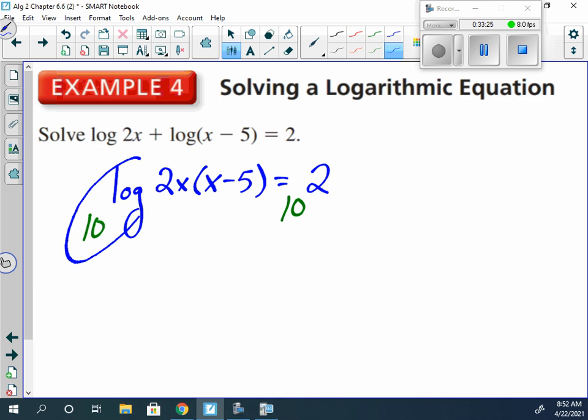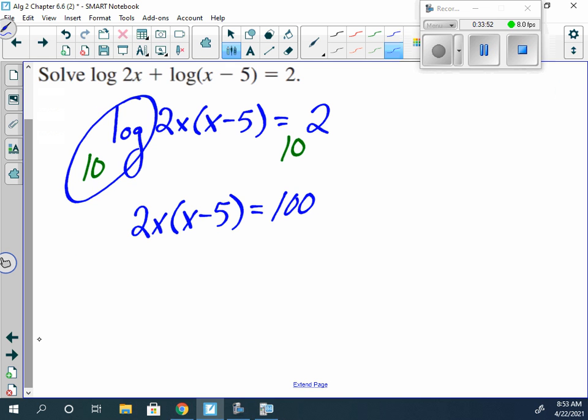And here, 10 to the log will simplify because the bases do match up. 10 squared is 100. So again, 2x and x minus 5, that's what we're going to need to deal with next.